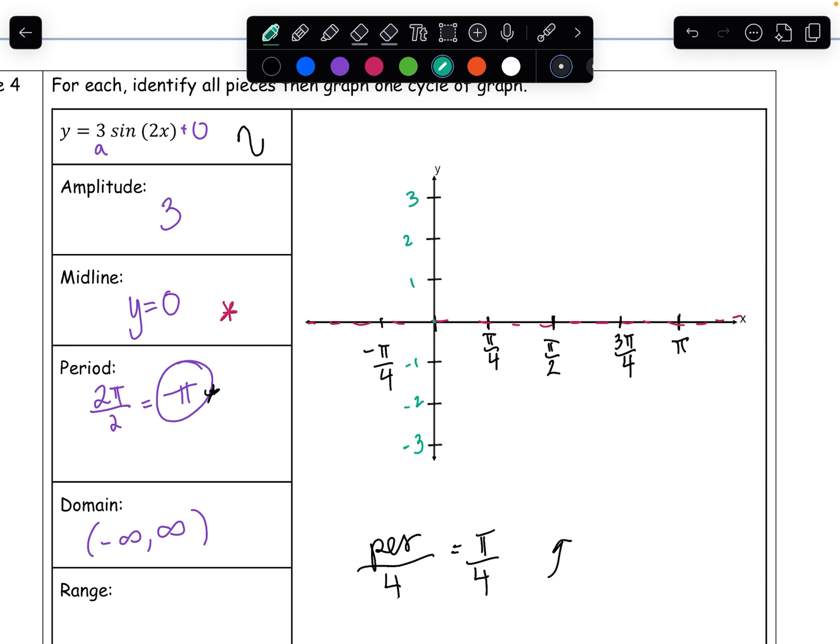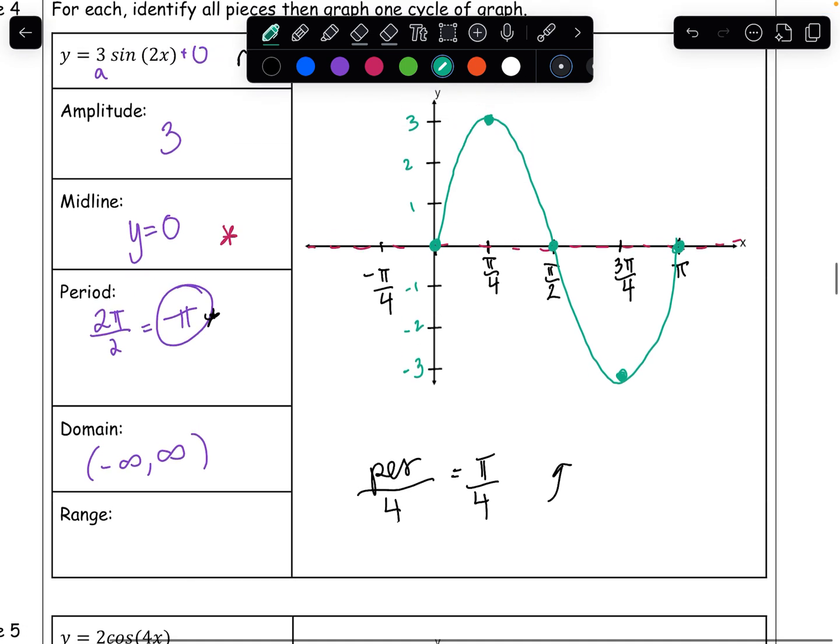Sine starts at the origin. And then we're going to go up 3 because that's our amplitude. Back to 0. So every time you have to pass your midline, you have a point. That's going to work for sine and cosine. And so this creates your graph. And that is it. And so our range is bracket -3 to +3.